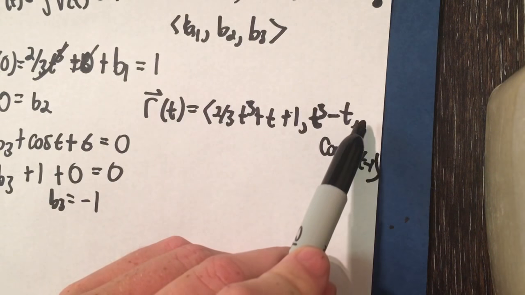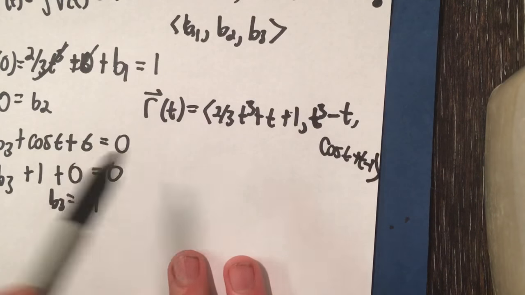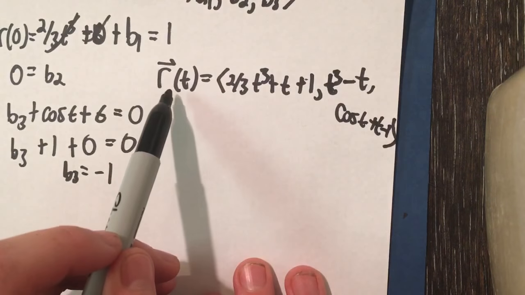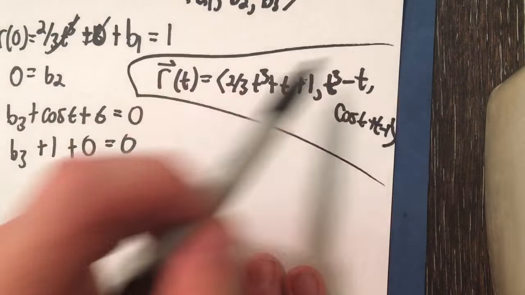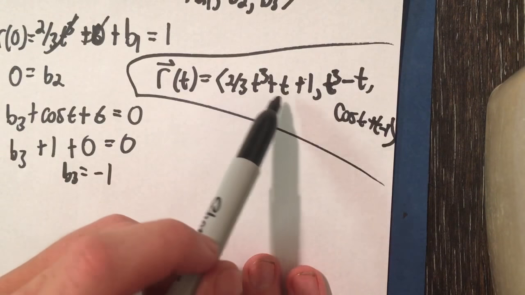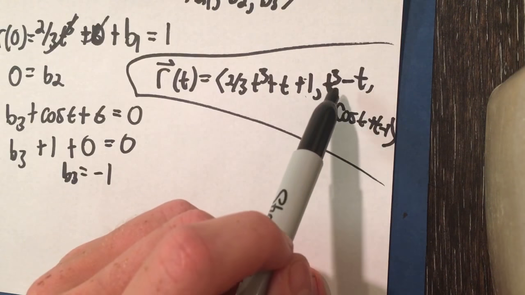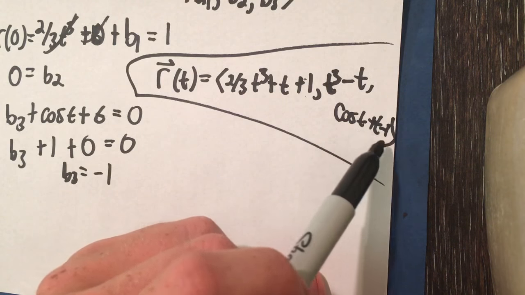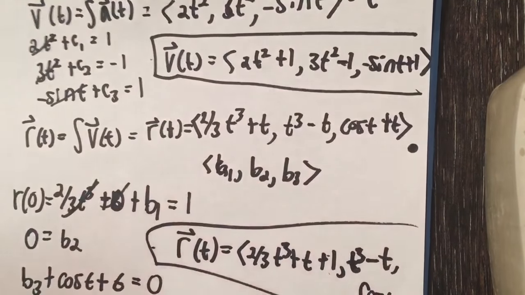If I had enough space, I would have written it here, but I ran out of space due to this large font I'm writing in. So the position vector would be equal to 2/3 t cubed plus t plus 1, comma, t cubed minus t, comma, cosine t plus t minus 1. And that's how you find the solutions to number 5. All right, that was a very tricky problem, even with the solution right next to me.